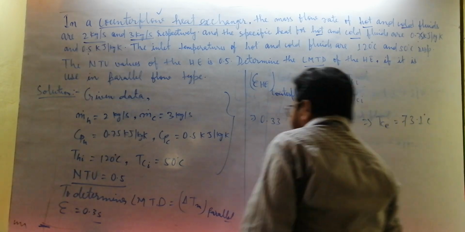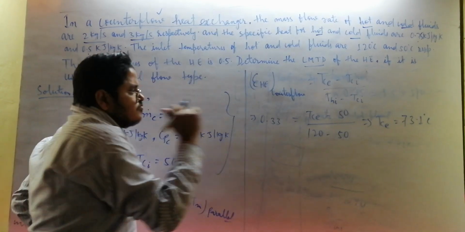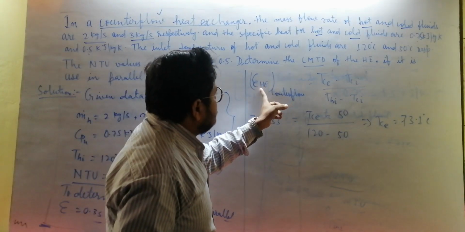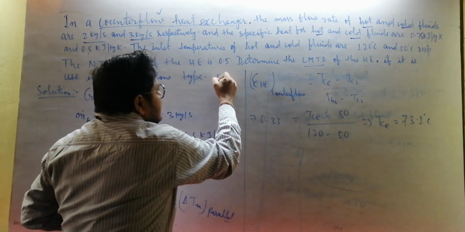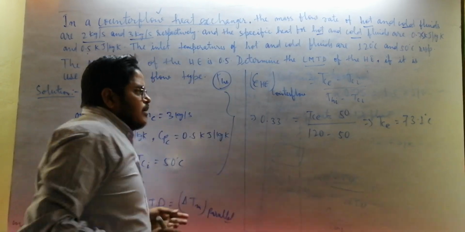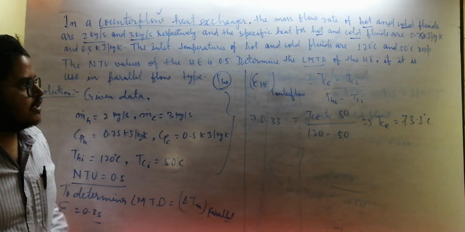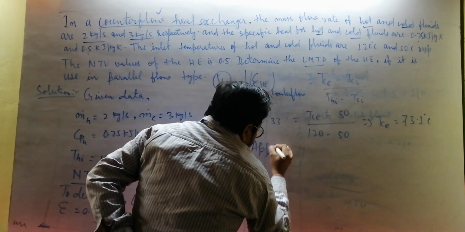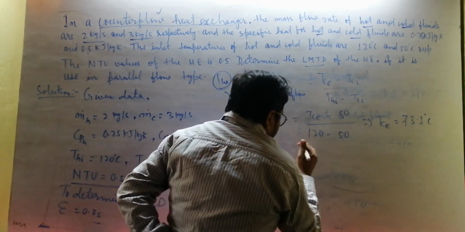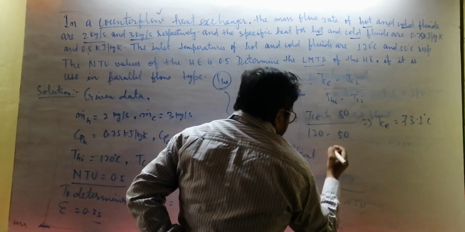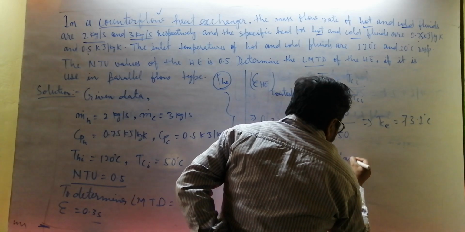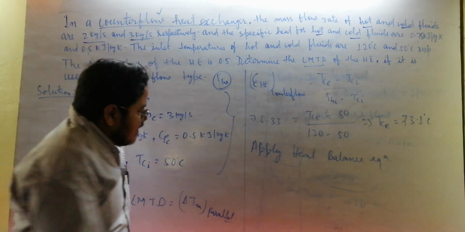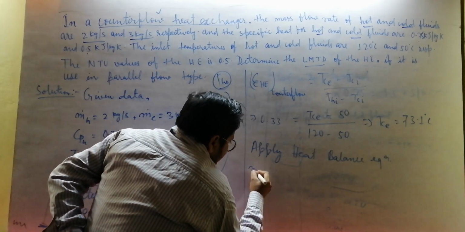73.1 degrees. This one. Now again I can apply this effectiveness formula and I will get the Thi value. But this time I am applying another method to calculate the Thi value. Now I am applying the heat balance equation, that is m dot h.